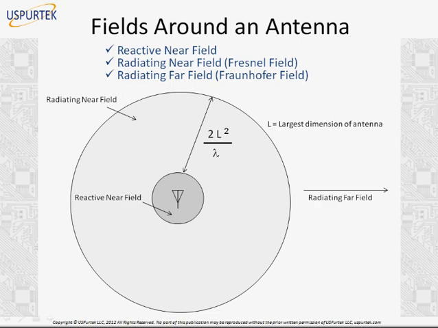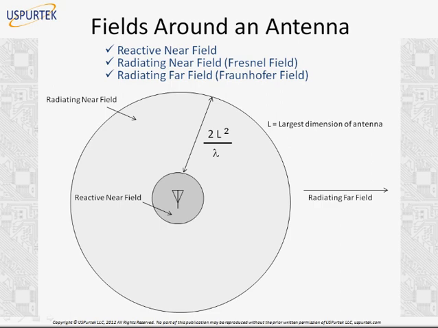Now beyond this reactive near field, you have what is called the Fresnel field or the radiating near field. That is given by a mathematical expression, which you see on the slide: 2L squared divided by lambda. L is the largest dimension of the antenna, like if you have a half wave dipole, which is half a wavelength long, you put in that dimension. Lambda is the wavelength at the center frequency at which you are transmitting the signal. Beyond the radiating near field, we have the radiating far field, or the Fraunhofer field.